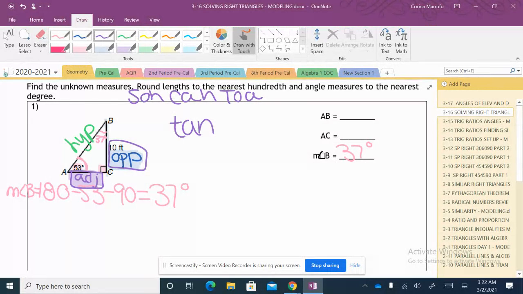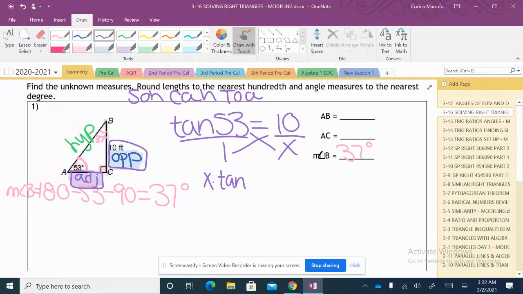Tangent, we know angle A is 53. The opposite goes on top, which is 10, over the adjacent. We don't know that, that's what we're looking for, so I'm going to call it x. Then I'm going to put this over 1 and cross multiply. So I get x times tangent of 53 equals 10. To solve for x, I divide both sides by tangent of 53. Here it cancels, and this gives us x equals 10 divided by tangent of 53, which is 7.54.